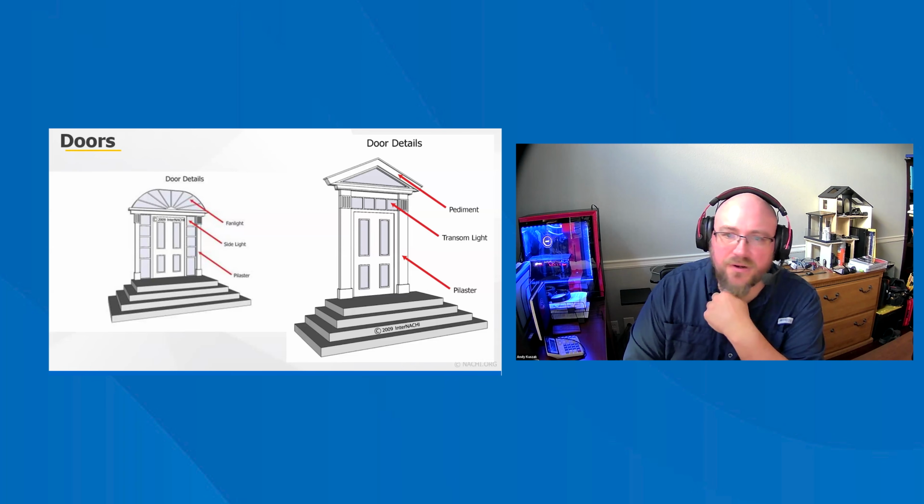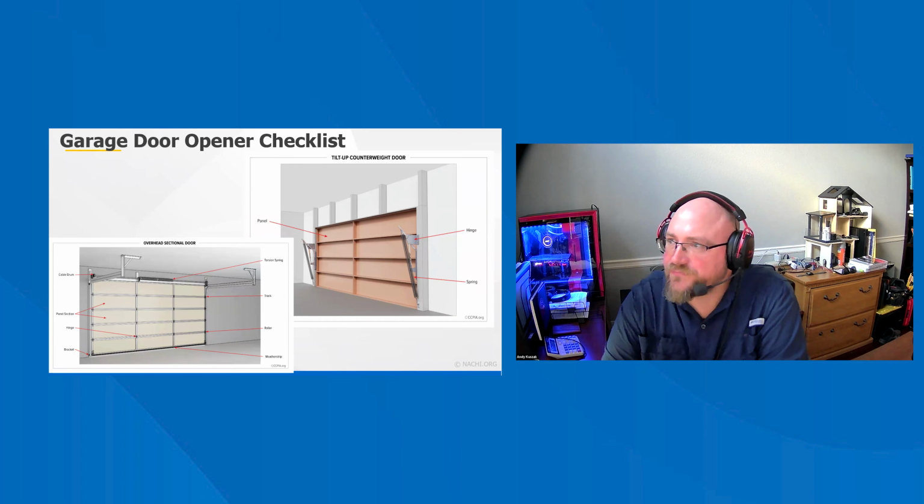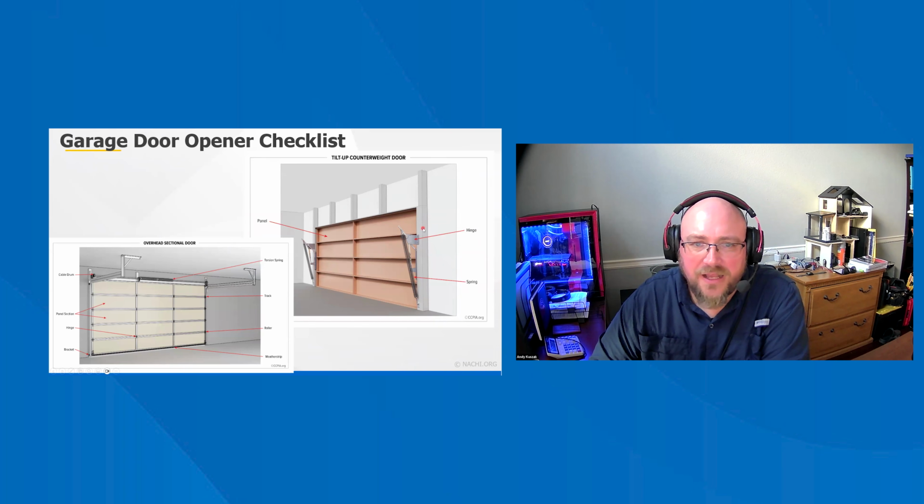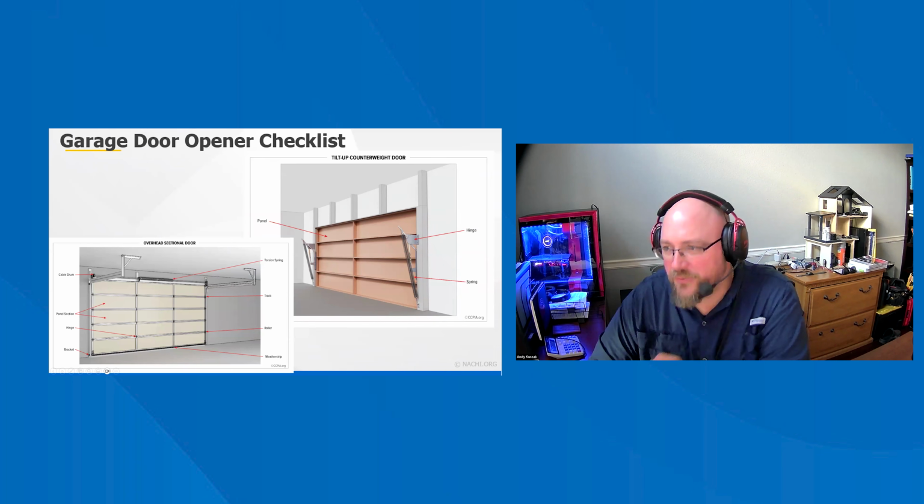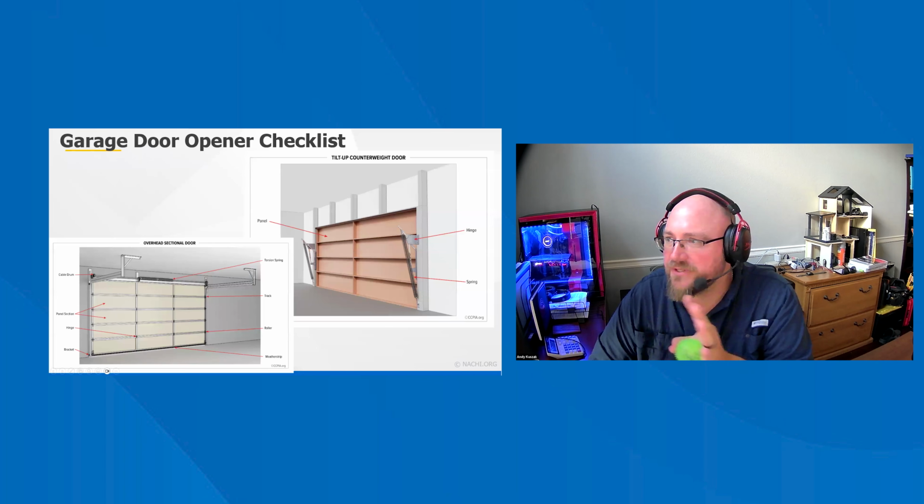Here's more different types of doors. Garage door opener checklist. Okay, so on the right hand, the tilt-up counterweight door. The following content that I'm going to read only relates to the overhead sectional door, so keep that in mind.